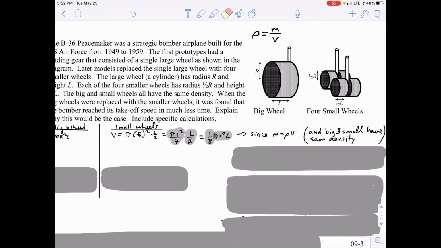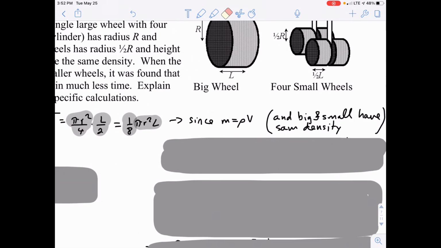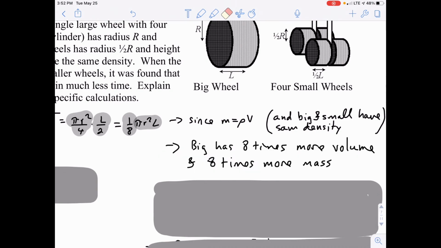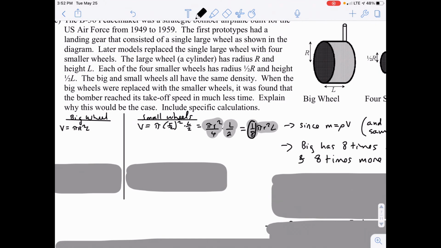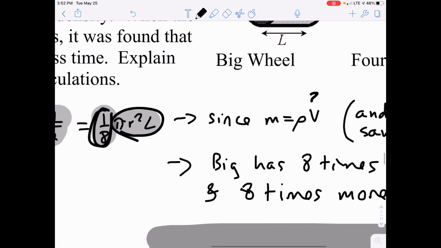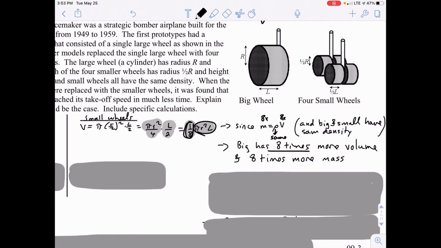since mass is equal to density times volume, and big and small have the same density, the big has 8 times more mass. Think about that. This is 1/8 the volume. This is 1, this is 1/8. That means this is 8 times the volume of this one. 8 times the volume means 8 times the mass if the density is the same. So big wheels have 8 times more volume, therefore they have 8 times more mass.